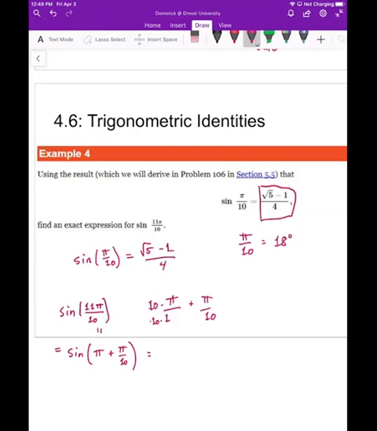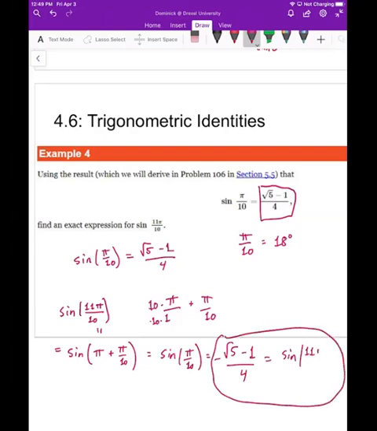But we just said that if we add pi to an angle, we flip the sign. So this is the same as negative sine of pi over 10 by the identity that we just talked about. This is what was given, square root of 5 minus 1 over 4. And that's the sine of 11 pi over 10 as well. Or sorry, it's negative this, because when you add a multiple of pi, you flip the sign for sine and cosine.